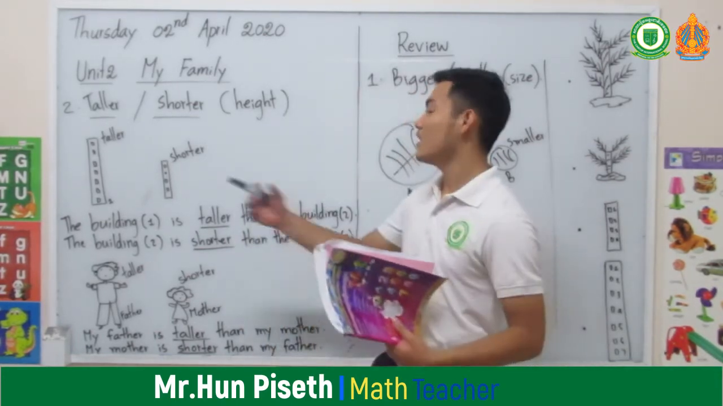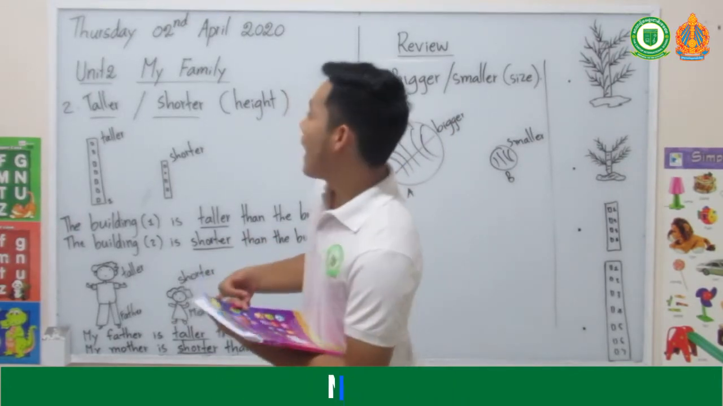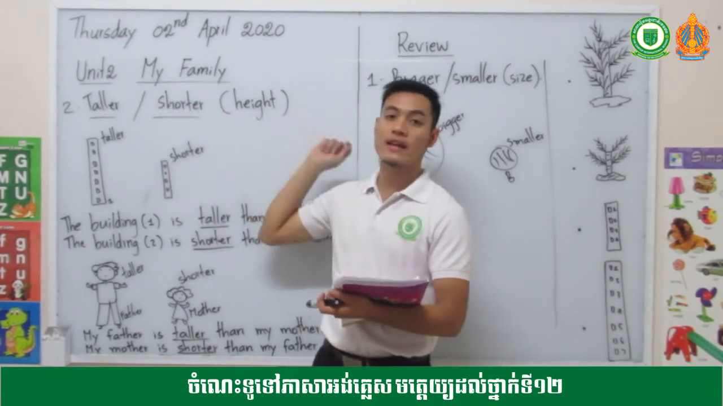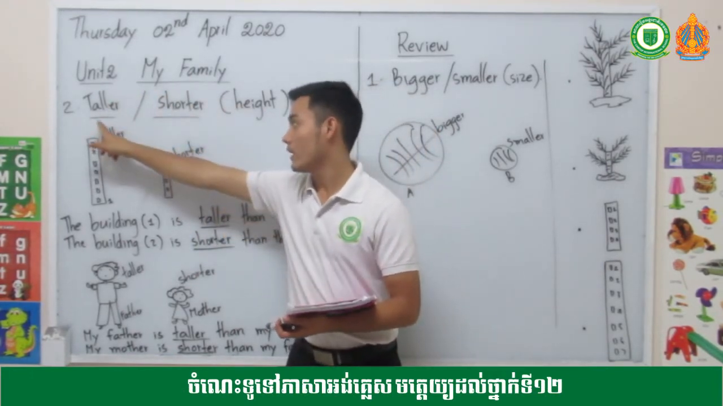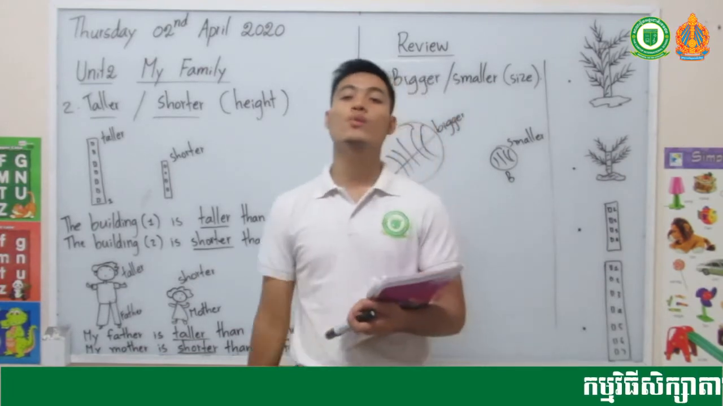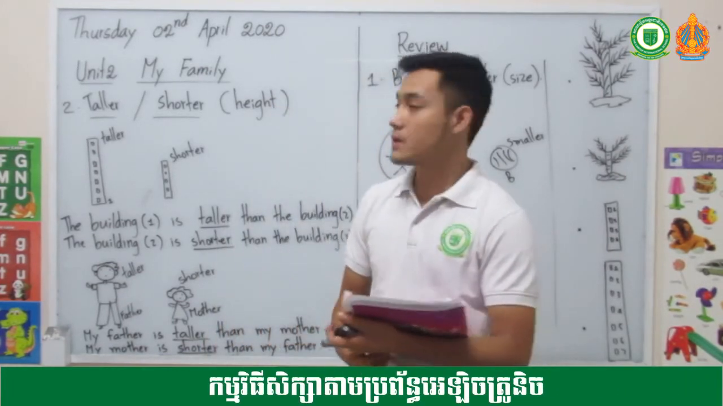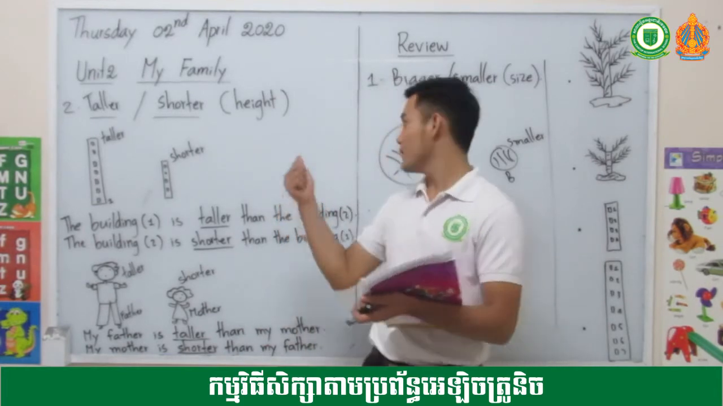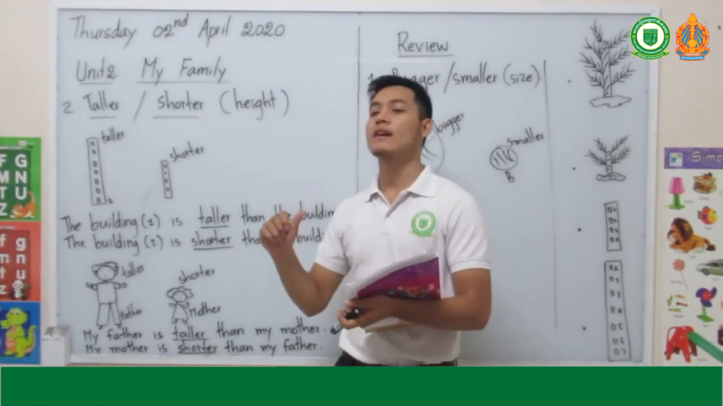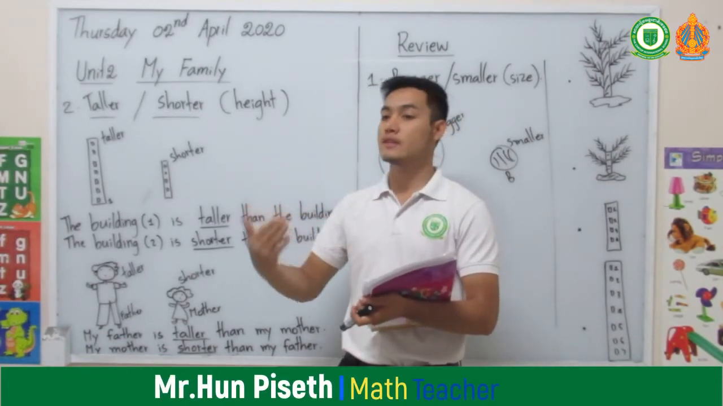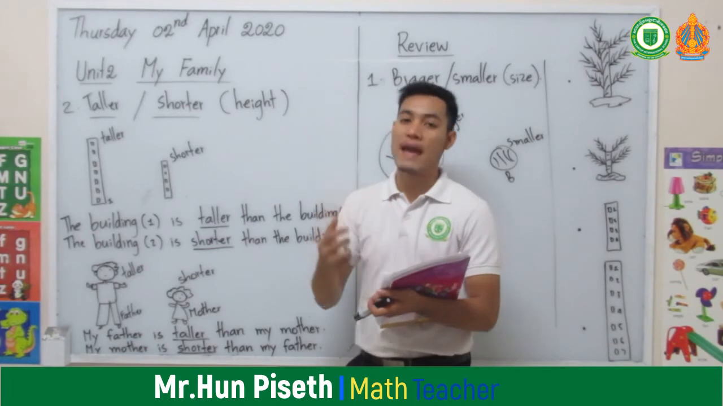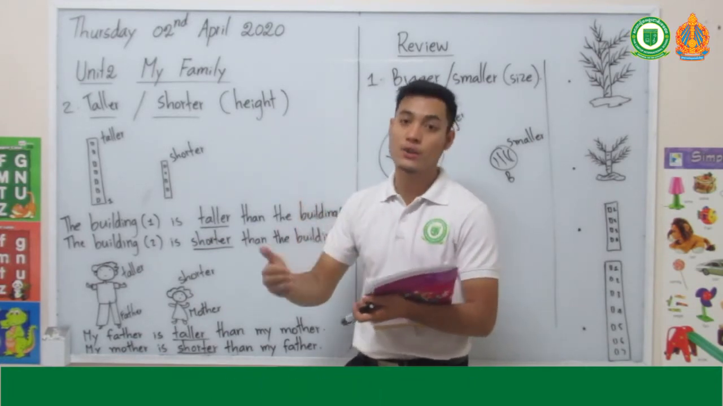Now I think it's time to start a new lesson. So our new lesson for the second video is about my family, that we're going to learn about part 2, the words taller and shorter. So the question is, when do we use the words taller and shorter? This is similar to part 1, but in part 1, the words bigger and smaller, we focus on the size. But the words taller and shorter, we use when we want to compare 2 things about the height of 2 things.